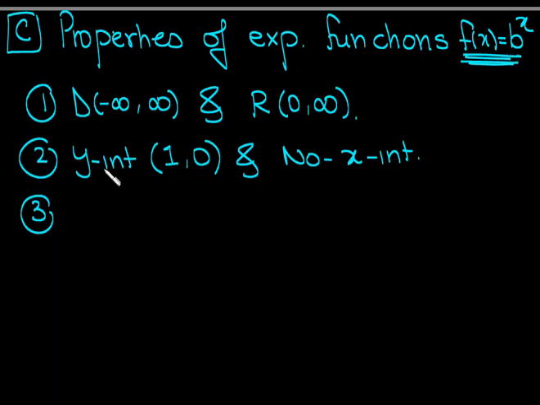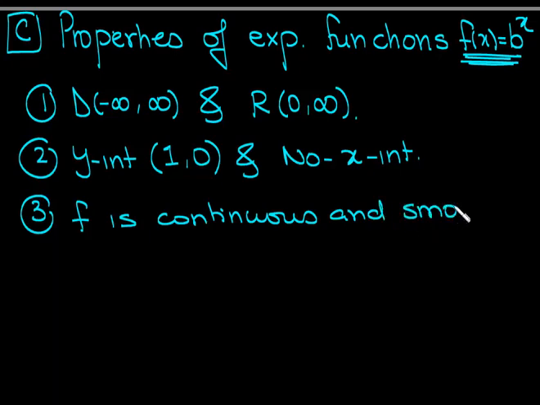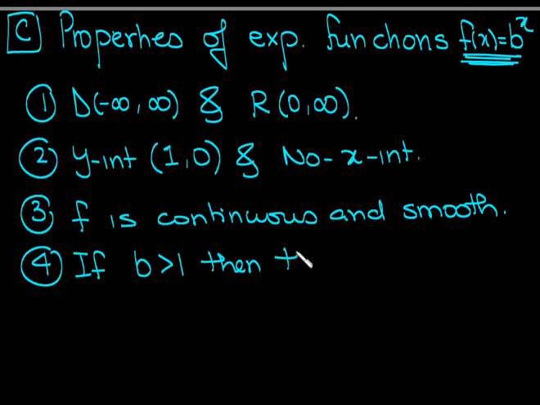The other thing is f is continuous. There's no gaps in it. You can see that the graph is continuous and smooth. There's no sharp edges, sharp spikes in it or anything like that. So that's another nice thing to note about the exponential graph. The other thing to note is if b is greater than 1, then the graph increases from left to right.